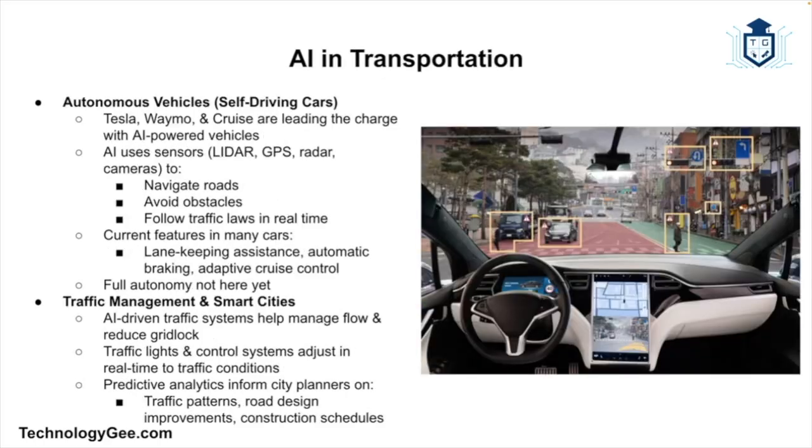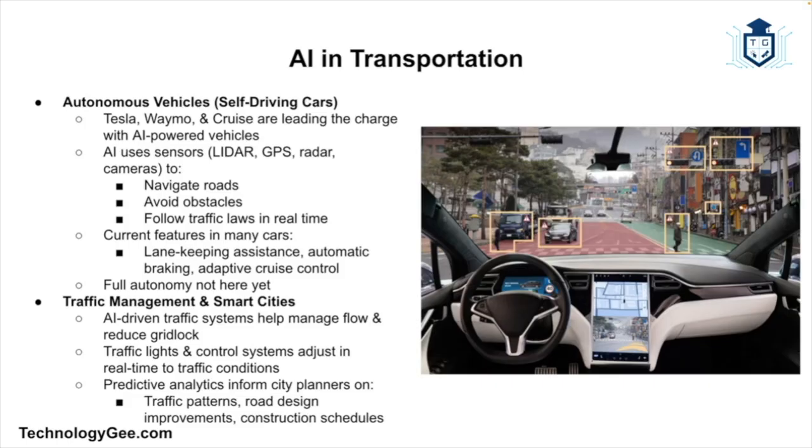All right, next let's talk about AI being used in transportation. Transportation isn't just about planes, trains, and automobiles anymore. It's about smart systems that move people and goods more efficiently, and AI is driving the shift. So the first one is autonomous vehicles. And this is the poster child of AI in transportation.